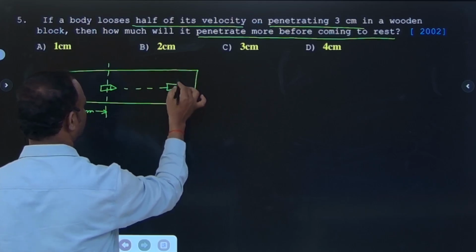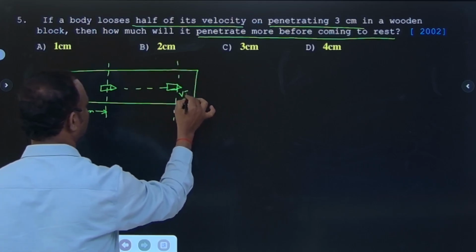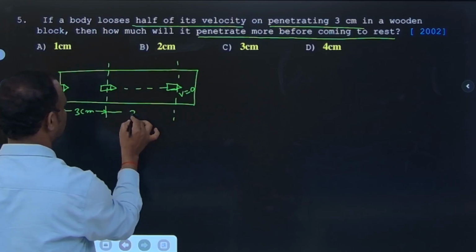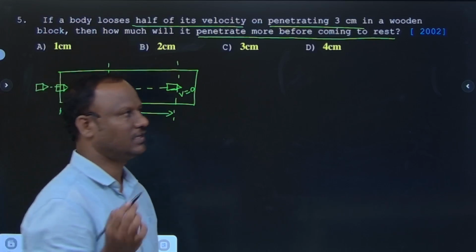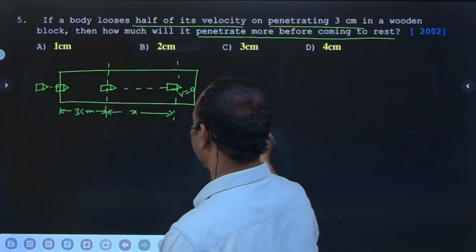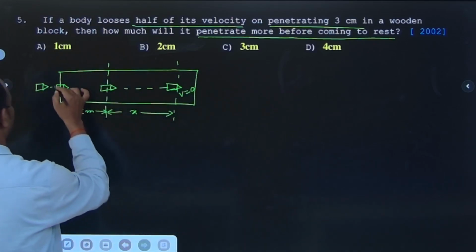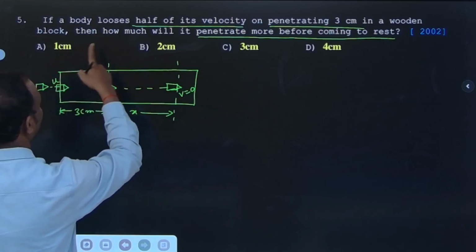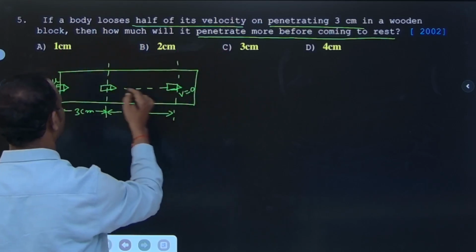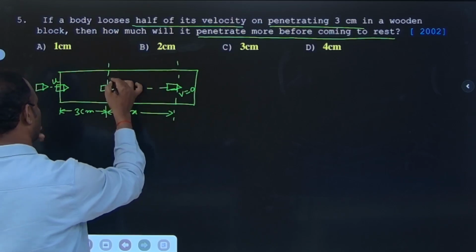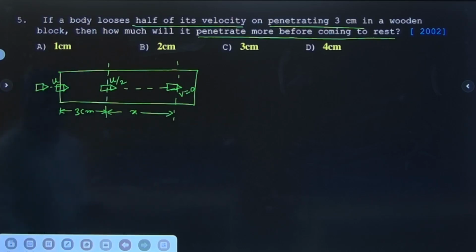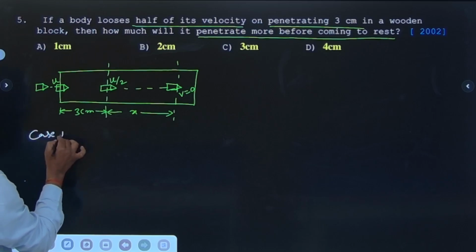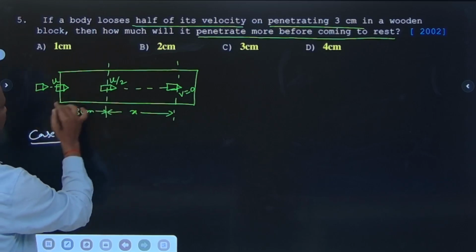Rest position means v is equal to 0. This further distance I am taking as x. It is decelerating, finally coming to rest. Initial velocity is u. It loses half of its velocity, so u by 2 is left. Finally velocity becomes 0. I am taking two cases. Careful on this, for the first one.